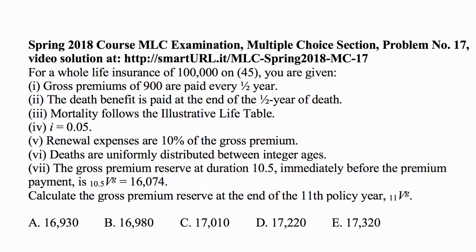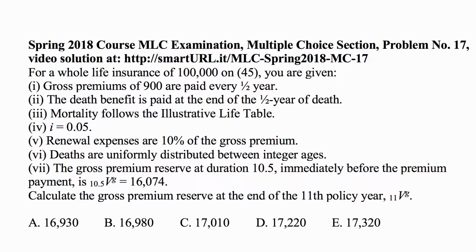Here's a problem for today for exam LTAM. It comes from the last exam MLC from spring 2018. For a whole life insurance of $100,000 on a 45-year-old, you are given that gross premiums of $900 are paid every half a year. The death benefit is paid at the end of the half a year of death.